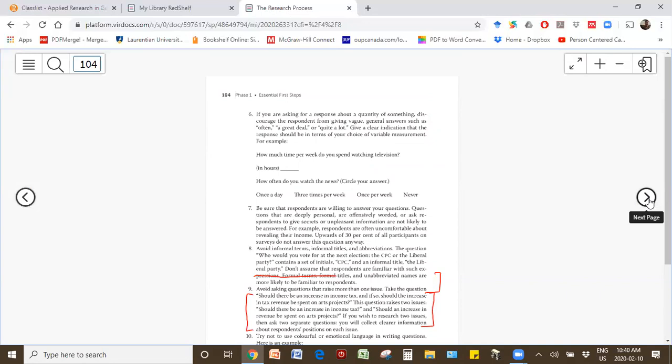If you're asking for a response about a quantity of something, don't allow for vague responses. So if you're asking, how much time do you spend staring at your phone or watching TV, make sure that you specify how many hours, okay? Because if you just ask them how much time do you spend watching TV, oh, way too much. It's a very convenient response because they haven't had to think, but they've given you an answer which they believe is close to the truth.